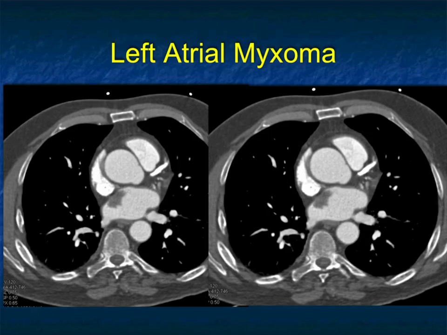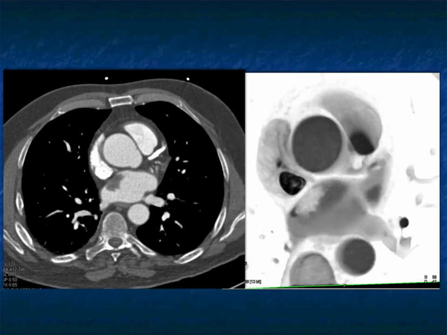So let's look at some examples. Here's a really nice case of a mass in the patient's left atrium near the patient's right atrium. It's a very good location. This mass is somewhat smooth, it's low density, and has slightly irregular margins.